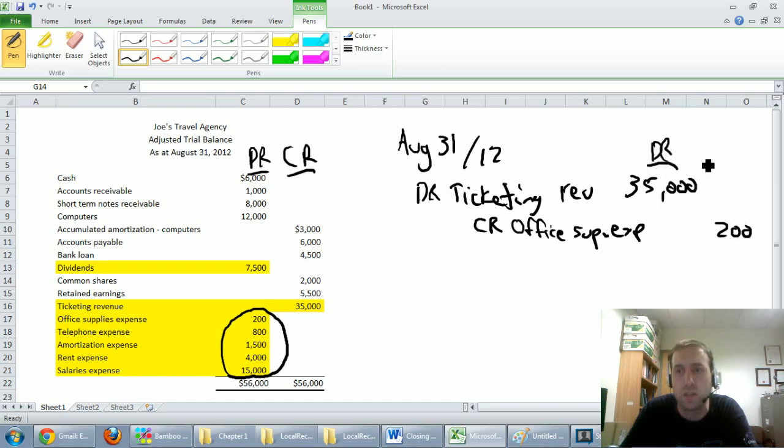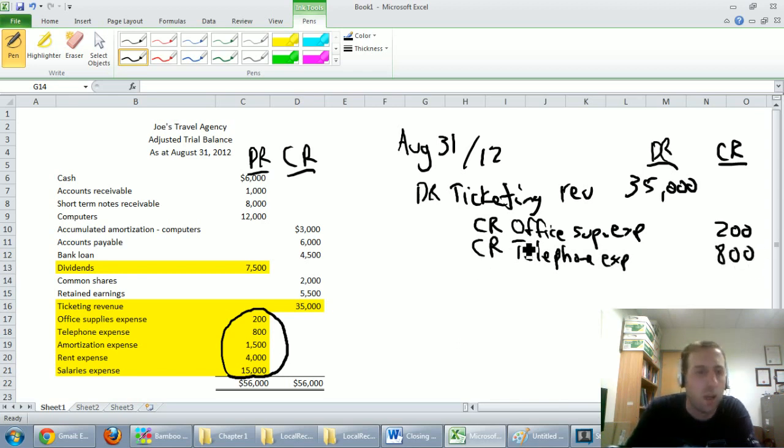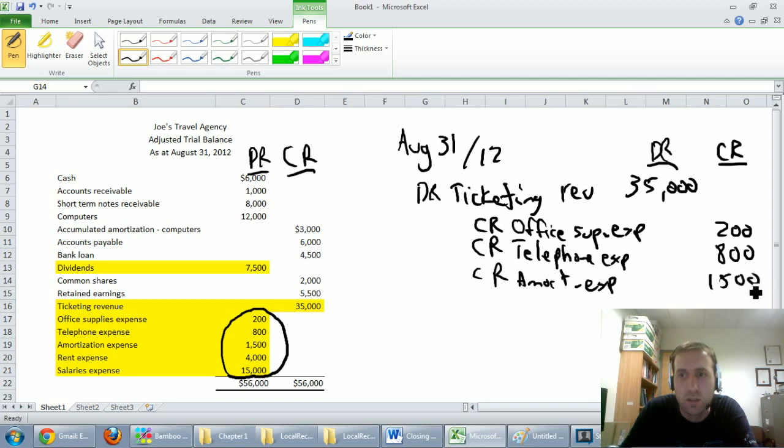Just remind myself that this is the column for debits and this is the column for credits. I'm going to credit telephone expense for $800. I'm going to credit amortization expense. I'm going to really shorthand this to make it fit for $1,500. I'm going to credit rent expense for $4,000. And I'm also going to credit salaries expense for $15,000.